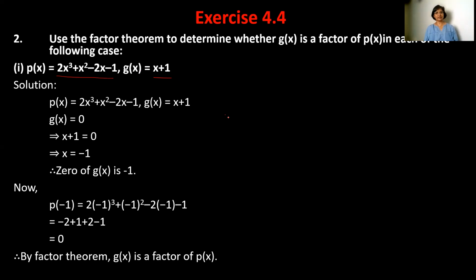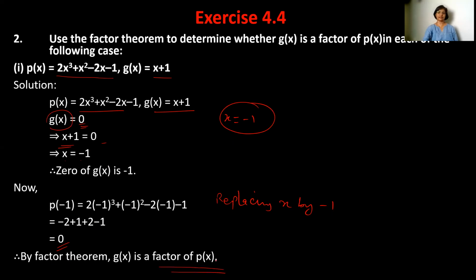So here x equals -1 we have to put in this polynomial. So here we are replacing x by -1. So p(x) equals this, g(x) equals this. So g(x) equals 0 by zeros of polynomial, that we did in the last question also. So this implies x plus 1 equals 0, so x equals -1. So we are replacing x by -1. Again, we got 0. So by factor theorem, g(x) is a factor of p(x).